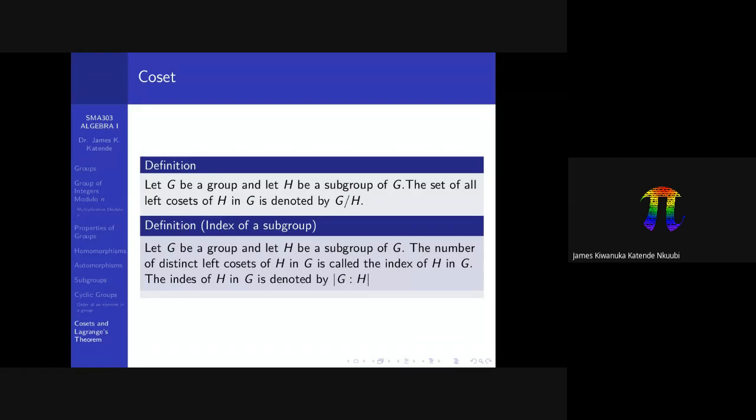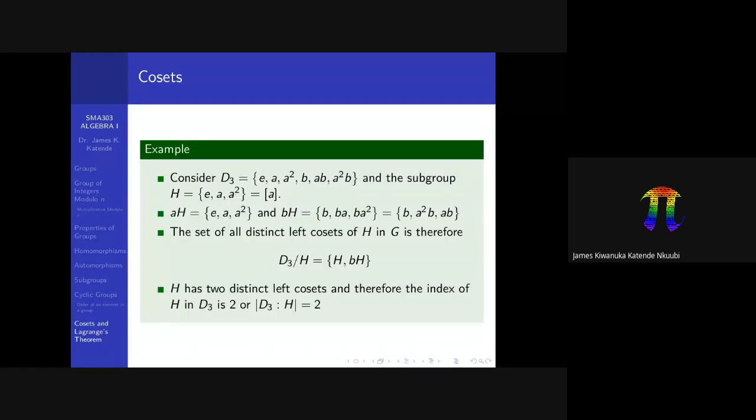Okay, so let's look at some examples. We had looked at this earlier, the dihedral group of degree 3, and this subgroup H, which consisted of these three elements, E, A, and A squared, and we already established that this is a cyclic subgroup of D3 generated by A. That's why we have this. This notation means a cyclic subgroup generated by A.